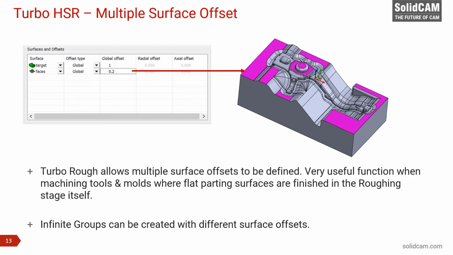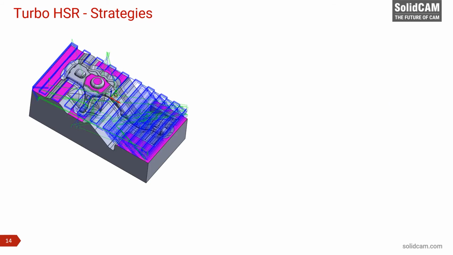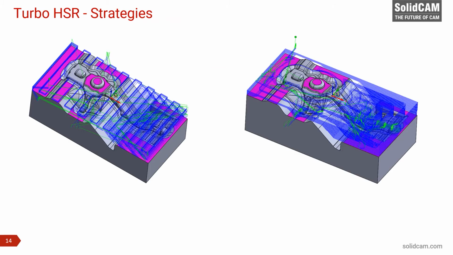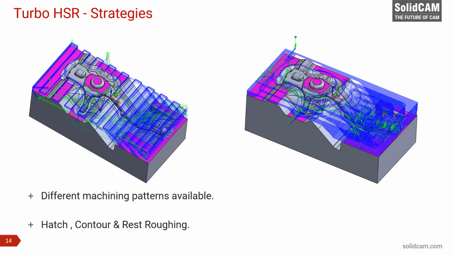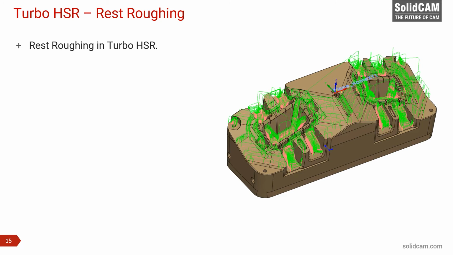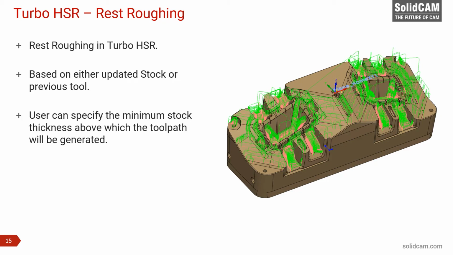In the strategies, we have got both hatch as well as contour machining, and then we have the rest roughing option where we provide a complete stock-based rest machining, or it could be based on the previous tool, but you can also have a combination of stock as well as the previous tool when you're doing the calculation. Users can also specify minimum stock thickness above which the toolpath will not be generated or will be generated.